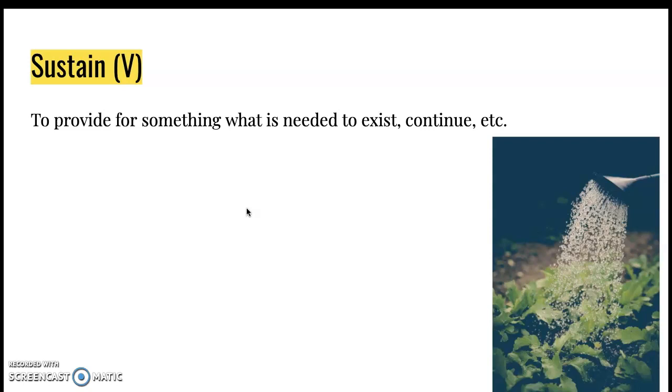And so I put a picture here of somebody watering their garden, because that's one of the things that you need to do. And that is one of the things that I did not do a very good job of this summer. And then, I don't know if I already said this, but I did not weed it very well. So that is what sustain means.